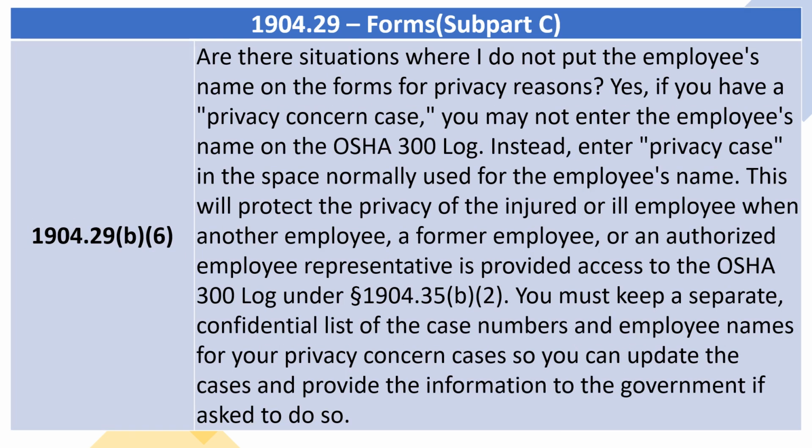1904.29(b)(6). Are there situations where I do not put the employee's name on the forms for privacy reasons? Yes, if you have a privacy concern case, you may not enter the employee's name on the OSHA 300 log. Instead, enter privacy case in the space normally used for the employee's name. This will protect the privacy of the injured or ill employee when another employee, a former employee, or an authorized employee representative is provided access to the OSHA 300 log under section 1904.35(b)(2). You must keep a separate, confidential list of the case numbers and employee names for your privacy concern cases so you can update the cases and provide the information to the government if asked to do so.